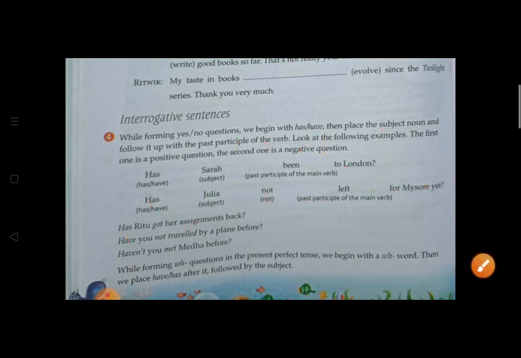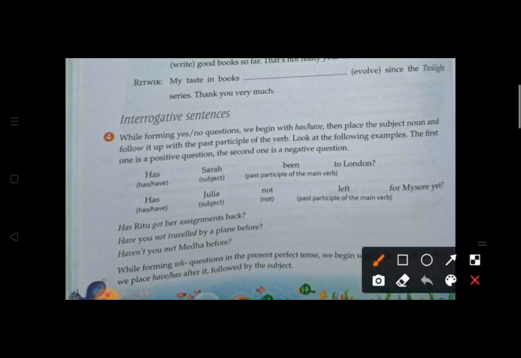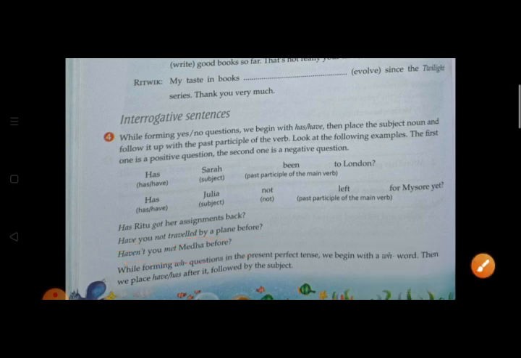Okay, it's not necessary कि आप has और not अलग लिखो या have और not अलग लिखो. You can combine it and write it first. Haven't या hasn't आप लिख सकते हो. जैसे कि यहाँ पे example है, has Ritu got her assignments back? Have you not travelled by a plane before? And haven't you met Medha before? So here there are two sentences with haven't. एक है ये वाला जिसमें have और not साथ में है, और ये वाला है जिसमें have और not अलग अलग है. So both the methods are right. You can write it in whichever way you want.